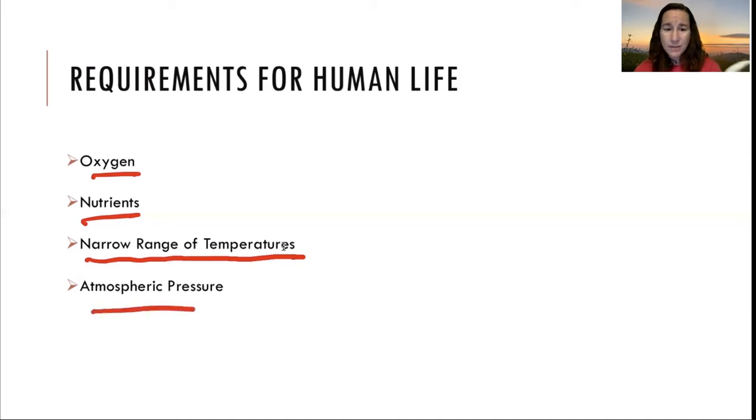And then atmospheric pressure. We have a range of atmospheric pressure that we can survive in. We can't go too low in the pressure, and we can't go too high either. So we wouldn't survive at the bottom of the ocean, for example. That is way too much pressure, and it would absolutely crush our tiny little human bodies. If we tried to survive at the bottom of the ocean, we couldn't make it. So those are requirements for human life.